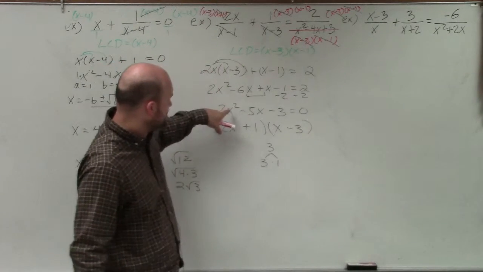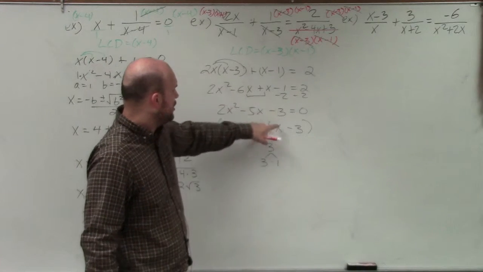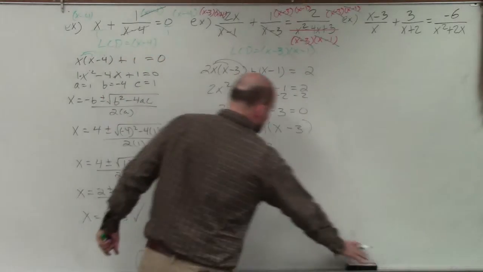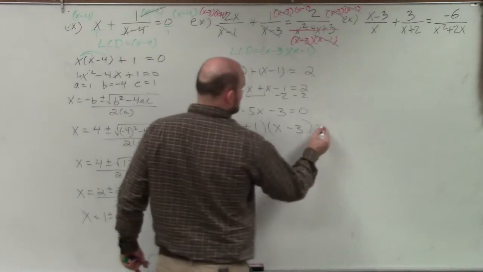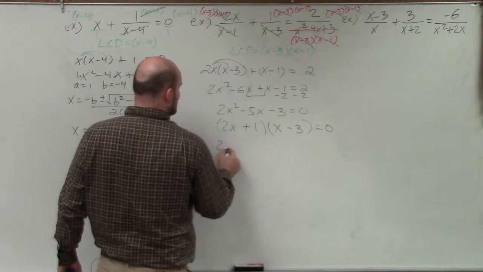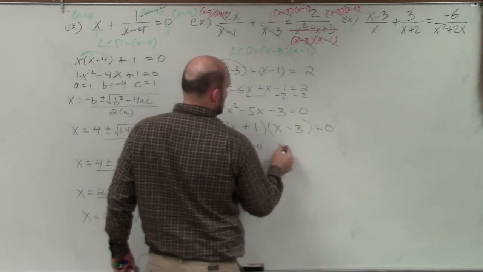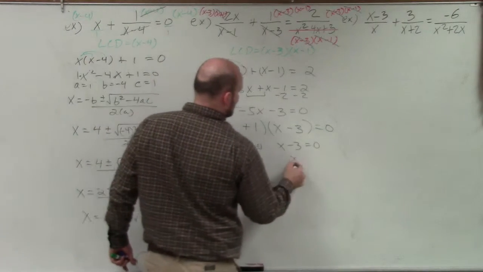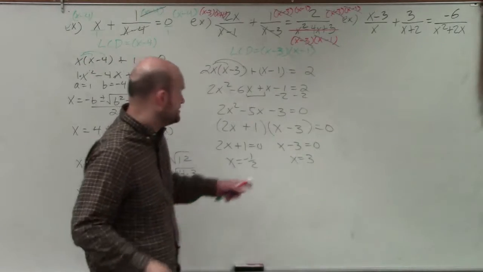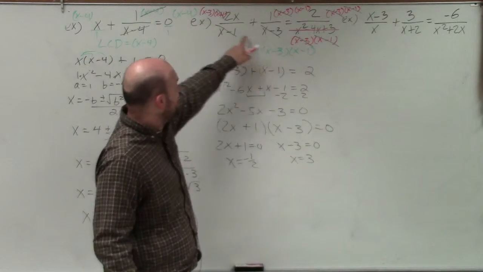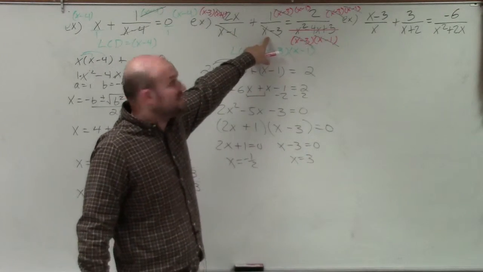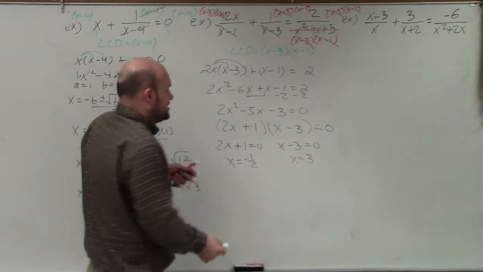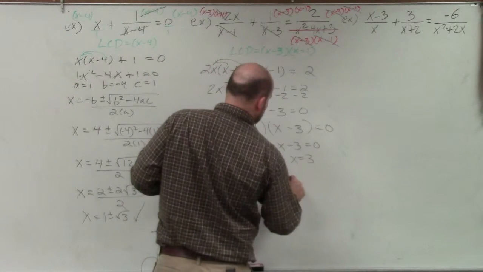2x times x is 2x squared. 1 times -3 is -3. 1x plus -6x gives you -5x. Perfect. So now I just go ahead and, that's still set equal to 0, set these both equal to 0, and then solve. So therefore, I have x equals -1/2 and x equals 3. Well, the problem is when I plug 3 back in there, 3 makes this 0. It also makes this denominator 0. Remember, you cannot have a value that makes your denominator equal to 0. So therefore, this value is extraneous.